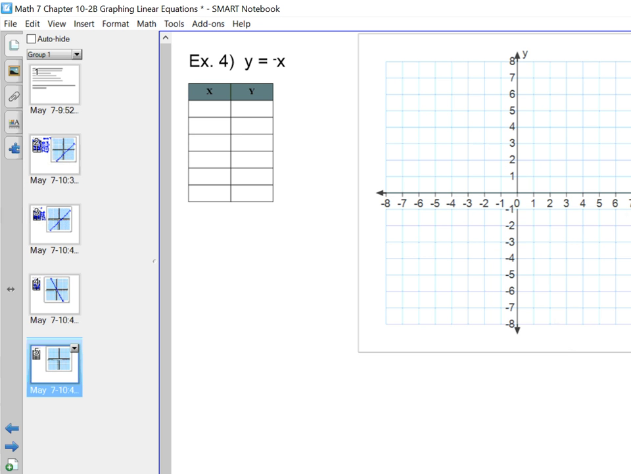Okay, here's your chance, your opportunity. I'm going to hit pause. You're going to do the work. I would suggest using the points 0, 3, 5, negative 3, and negative 5 for your x.